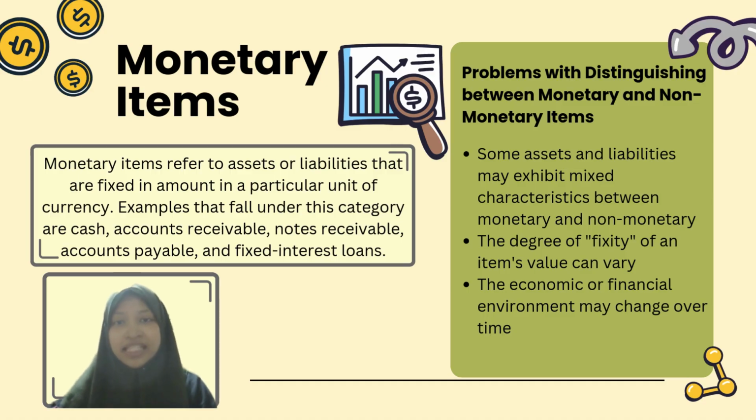Second, the degree of fixity of an item's value can vary. Not all fixed values are permanent. There are items whose value is only fixed for a certain contractual period, after which it may change. Third, the economic or financial environment may change over time. So even if an item is initially classified as monetary, changes such as contract renegotiation or exchange rate fluctuation may affect the certainty of the value.